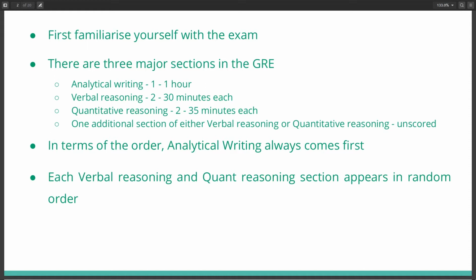You have a quantitative reasoning section, each of 35 minutes, and then you have one additional section of either verbal reasoning or quantitative reasoning. But this section won't be evaluated, it's just an experimental section. In terms of the order, analytical writing always comes first. So the first hour of your exam will be spent in the analytical writing section. After this section, the verbal reasoning and quantitative reasoning sections can appear in random order.